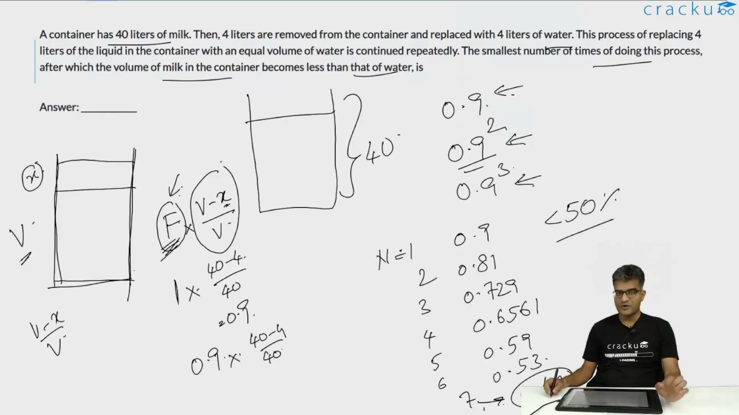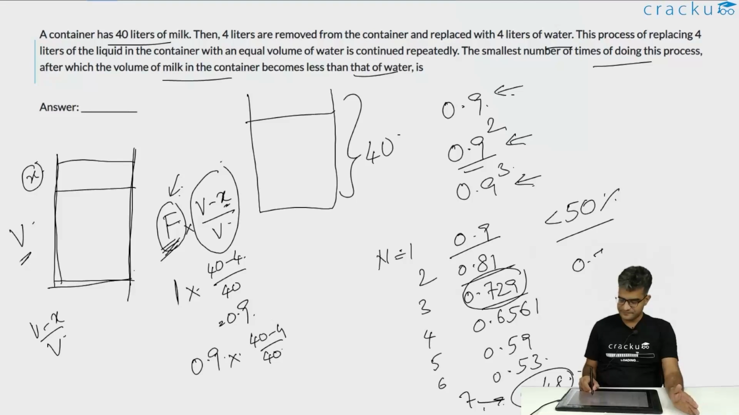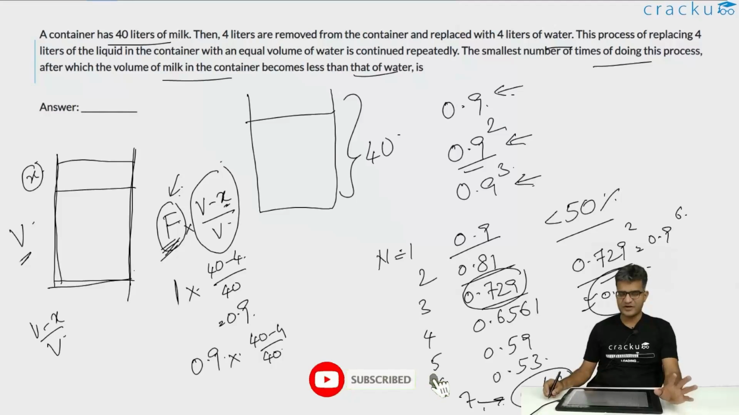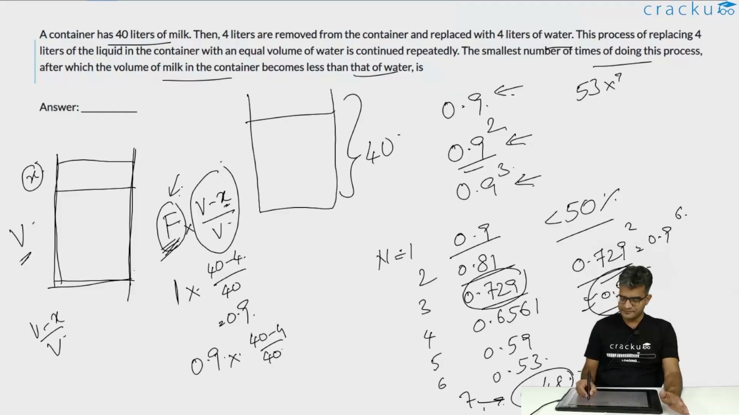If you are wondering how you can do it easily, you would know 0.9, 0.81 and 0.729, the first 3 powers of 0.9. 0.729 whole square will be equal to 0.9 to the power 6. You can calculate 0.729 whole square, this will be approximately 0.53. Now just multiply this with 0.9, and even if you are not able to calculate it exactly, you can approximate that 53 into 9 will be approximately 480, because 50 into 9 is 450, 3 into 9 is 27, so this will be approximately 477. So using that also you can figure out that the answer will be equal to 7.